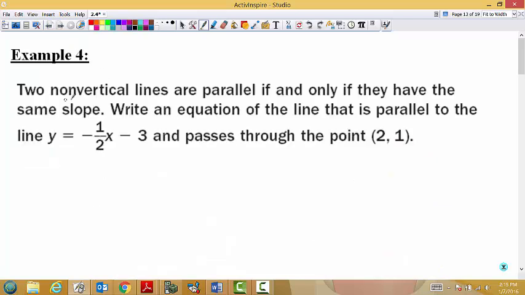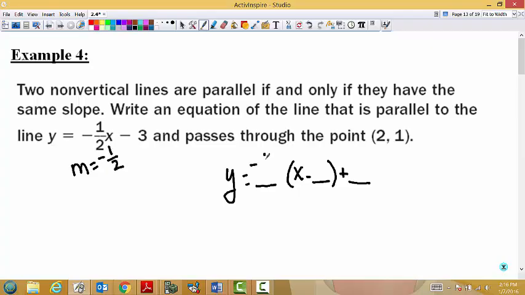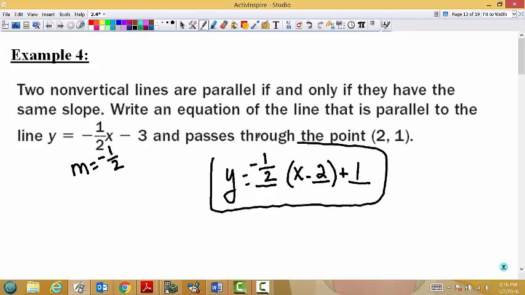The next thing, it says two non-vertical lines are parallel if and only if they have the same slope. Write an equation of the line that is parallel to this formula and passes through the point 2, 1. Now it's given me a slope and a point, so I'm going to use y equals blank, x minus blank, plus blank. Now parallel lines have the same slope, so the first thing I'm going to do is pull out the slope of this line. The slope of this line is negative 1/2. So if it's parallel, this is also going to be negative 1/2. And then I just put my 2 and my 1, and I'm perfectly content leaving it just like that.